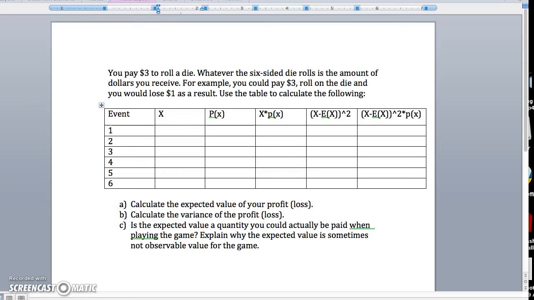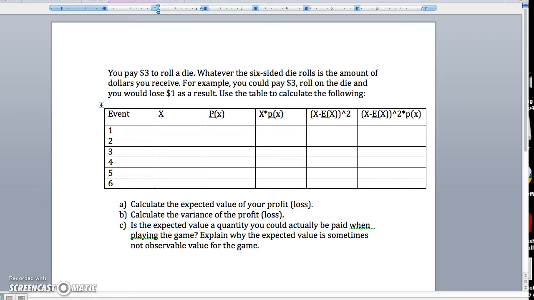So this is question 1. Our question asks, you pay $3 to roll a die. Whatever the six-sided die rolls is the amount of dollars you receive. For example, you could pay $3, roll on the die, and you would lose $1 as a result. Use the table to calculate the following.